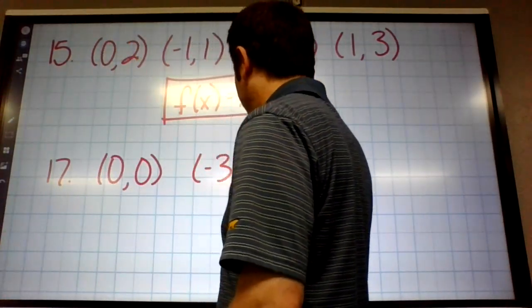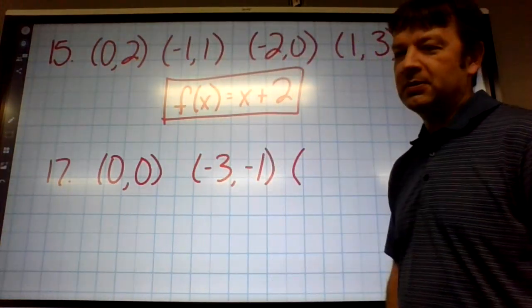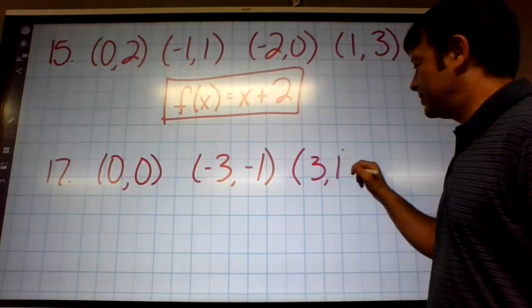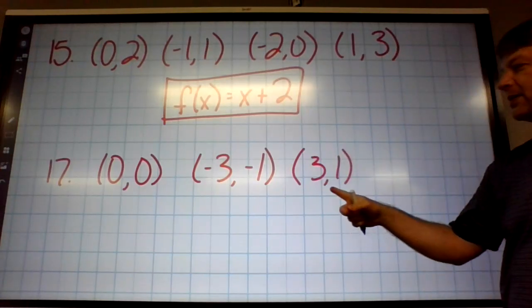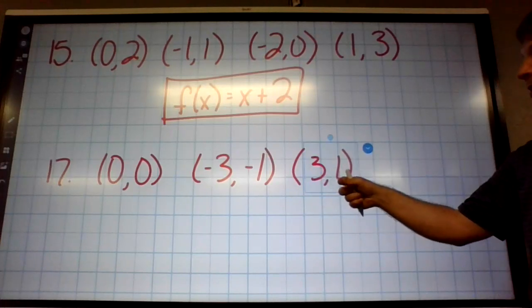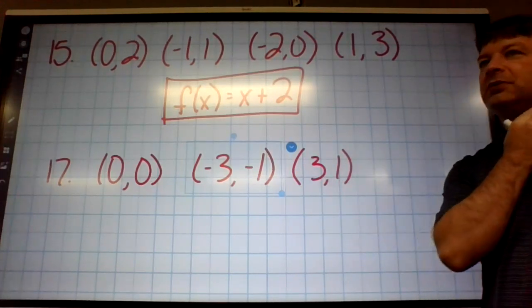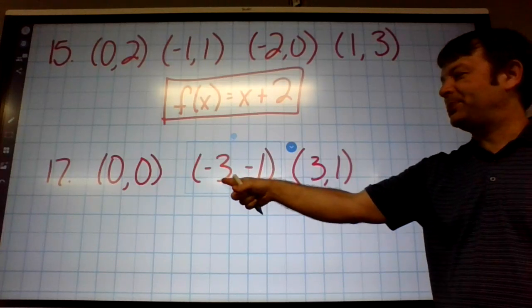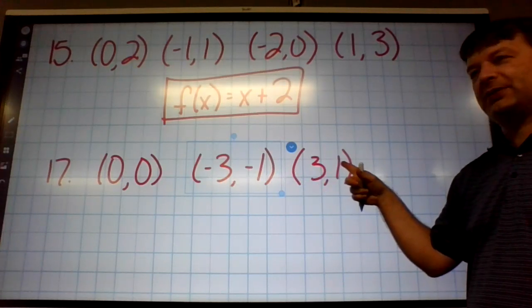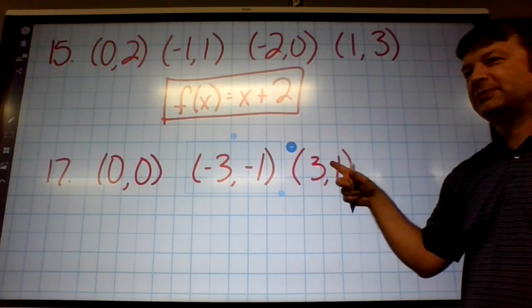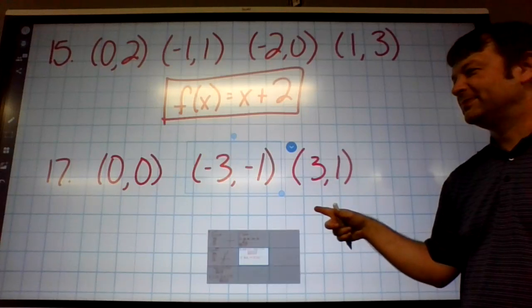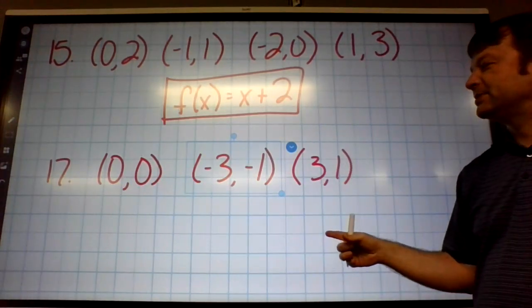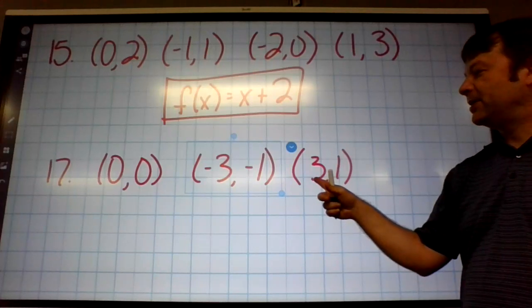Let's do one more. 3, 1. Okay, so how can I get from 3 to 1, or negative 3 to negative 1? Minus 2? No, this is plus 2, this is minus 2, so that's not it. And 0 plus 2 or minus 2 is still not 0. Okay, let's focus on this one.